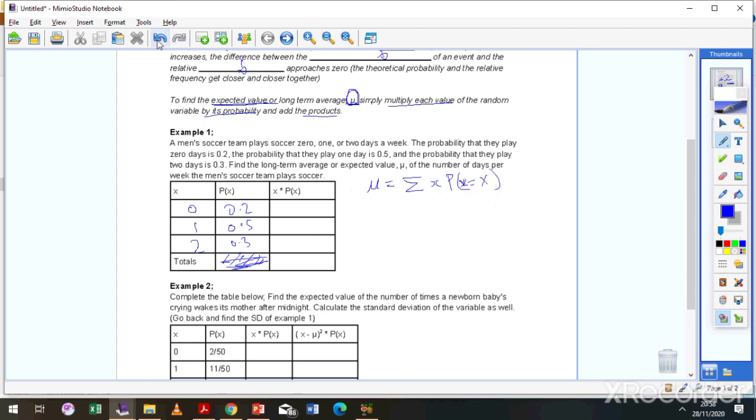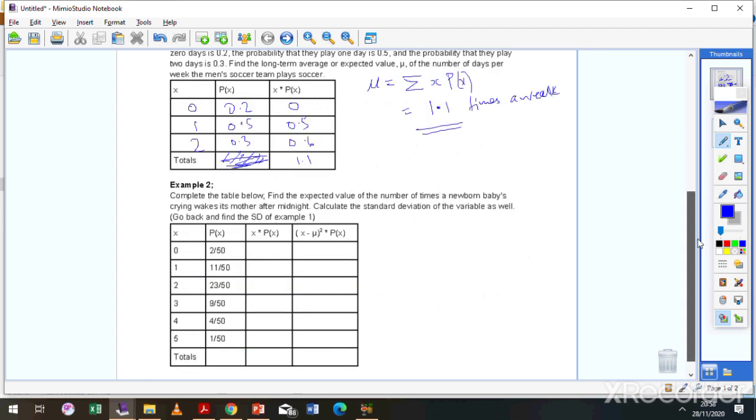Let me write that simpler. It's simply the x values times their probabilities, and I need to sum them up. 0 times 0.2 is 0. 1 times 0.5 is 0.5. 2 times 0.3 is 0.6. If I add them up, I get 1.1. So the sum of the products of the values and their probabilities is 1.1, which means they are expected to play 1.1 times a week. That's simply how you find the expected value.